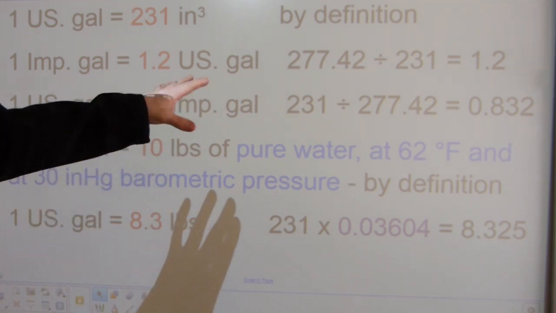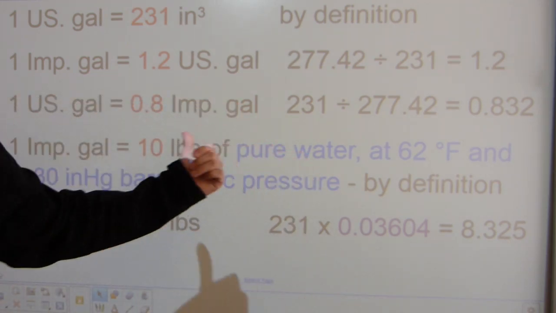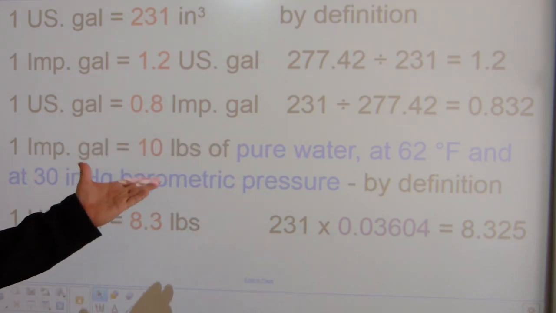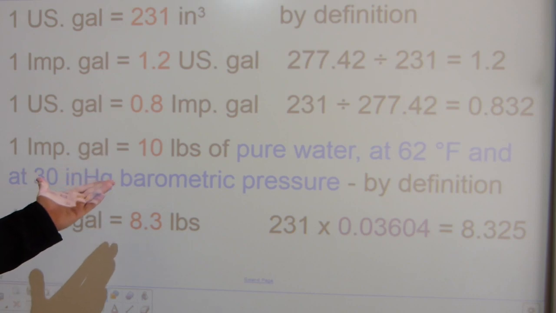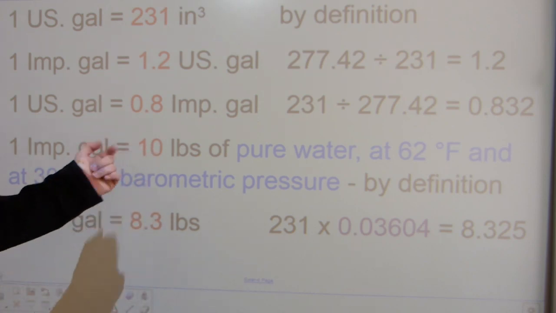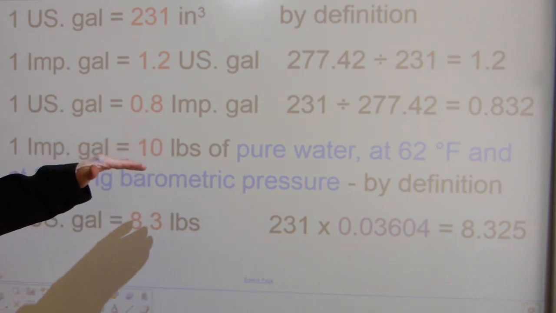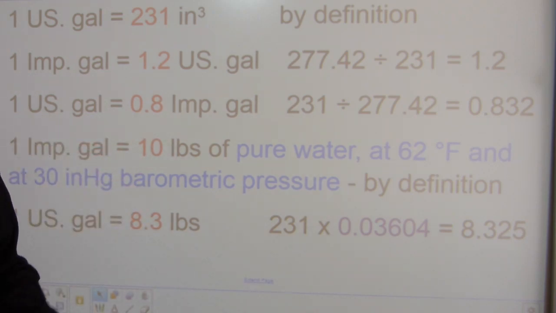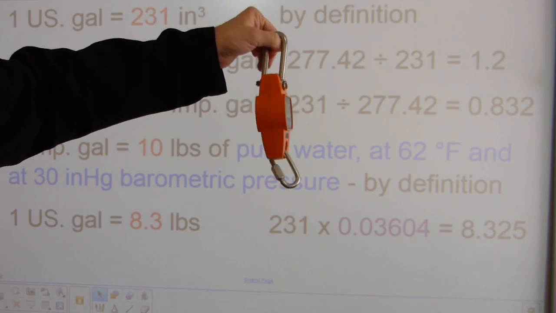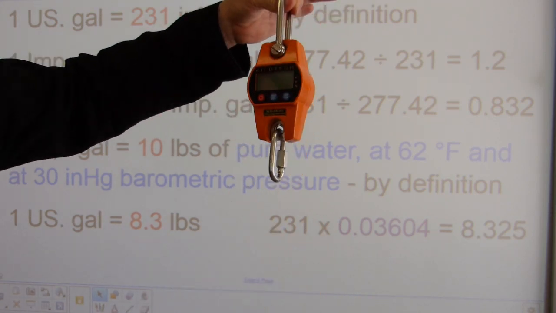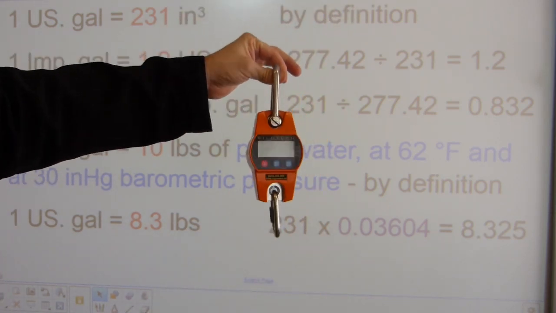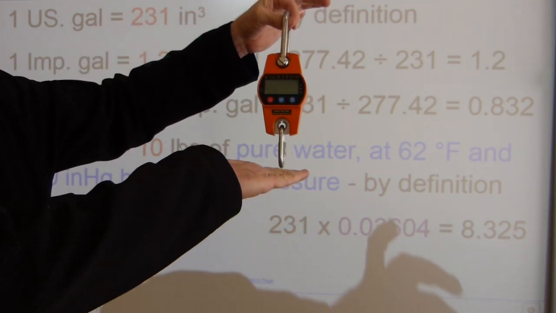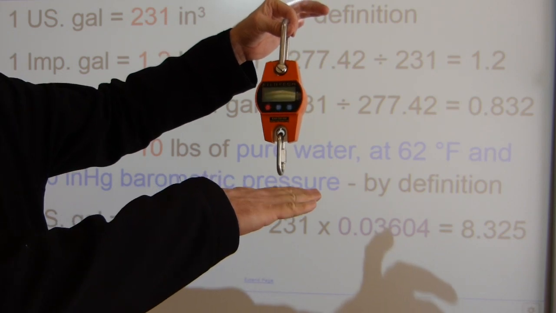More about it later. Very briefly, so this 10 pounds was picked, and those 62 and the 30 goes with it. You kind of have to remember the conditions with the figure 10, and the reason for it is that if you have a scale, and I just have a convenient scale like this one here, it's digital, you can weigh your fish with it. Any scale, but this fits the camera's view here. Any scale is affected by temperature and pressure.